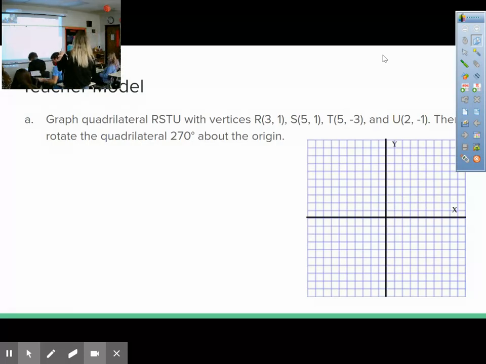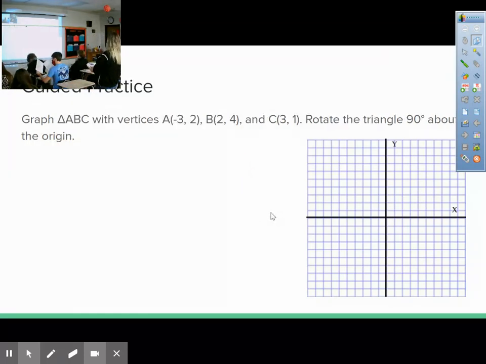Okay. Did we actually get through the teacher model? Yeah, and we got through the directed practice. So we got through the teacher model and the directed practice. We're on the guided practice. Okay, all right, so we're on guided. Yes, this is the right one.